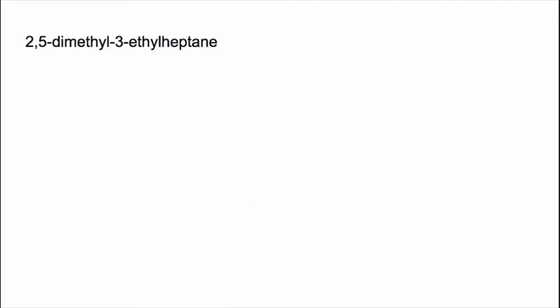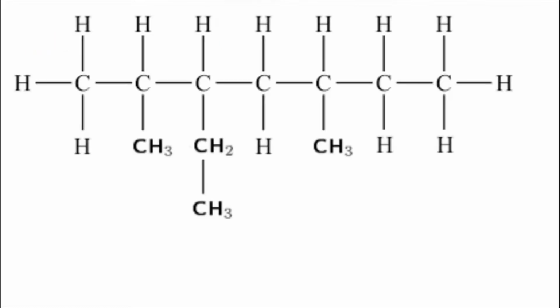And another question, 2,5-dimethyl-3-ethylheptane. So how would you find the structure of this? Well, you know it's heptane, so the longest chain is 7 carbons. And it's also 3-ethyl, so you know there's an ethyl group on the third carbon. And it's 2,5-dimethyl, meaning that there are 2 methyl groups, one on the second and one on the fifth carbon. Turns out to look like this.